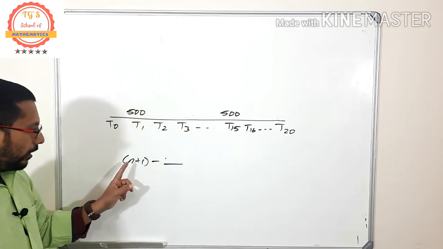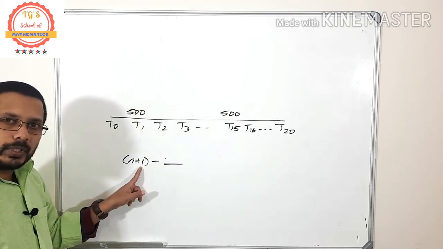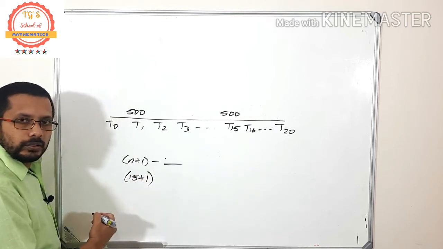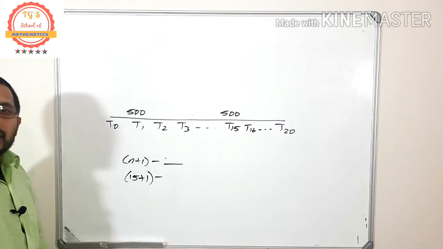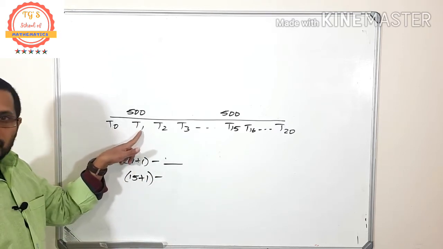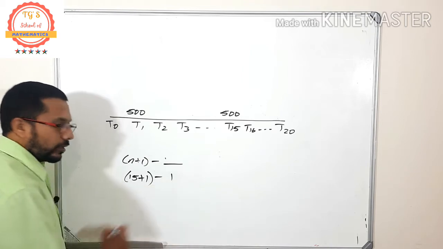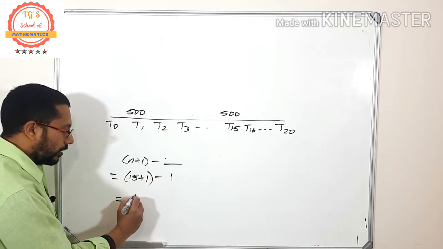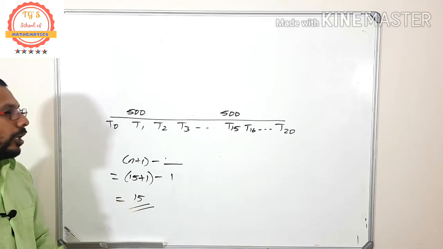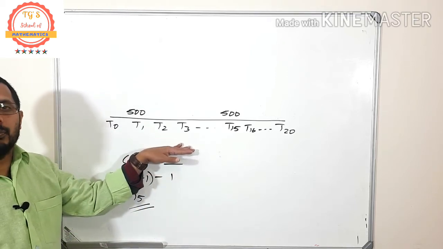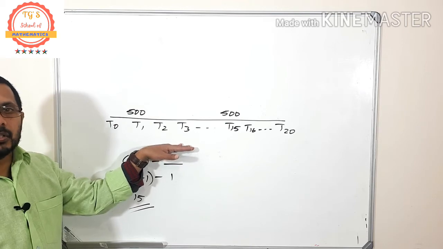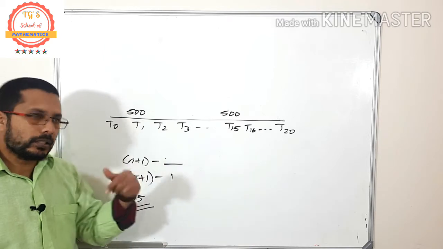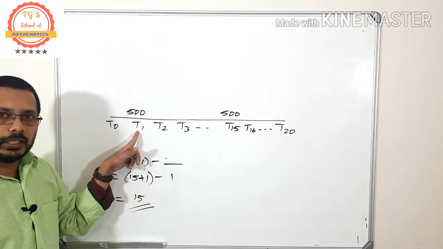So how can we write? 15 plus 1, that means 16. So let me write it like this: 15 plus 1, minus, when is the first payment? On T1, that means minus 1. So what is the answer? 15 plus 1 is 16. 16 minus 1 is 15. That means in this example there are 15 payments. Do you understand? So what is the method? Last payment plus 1 minus first payment. Is it clear?